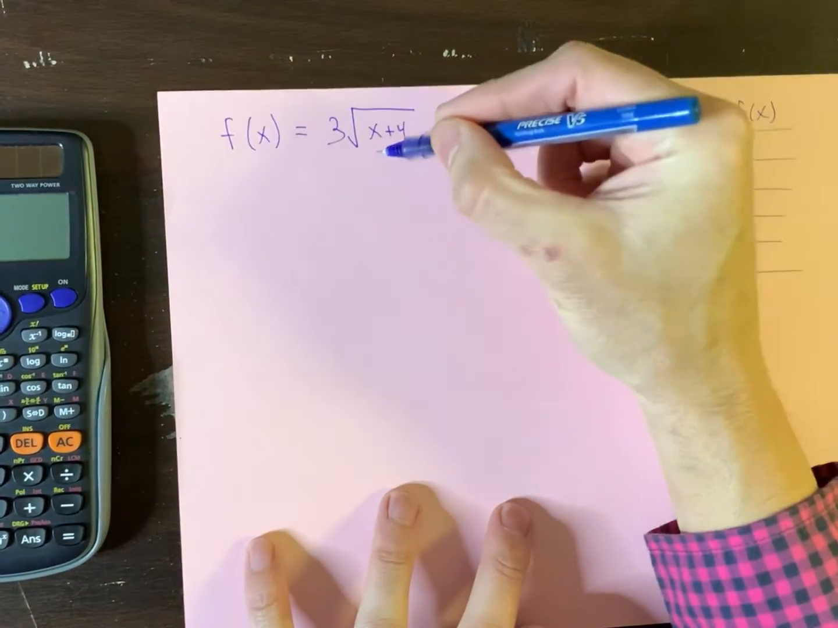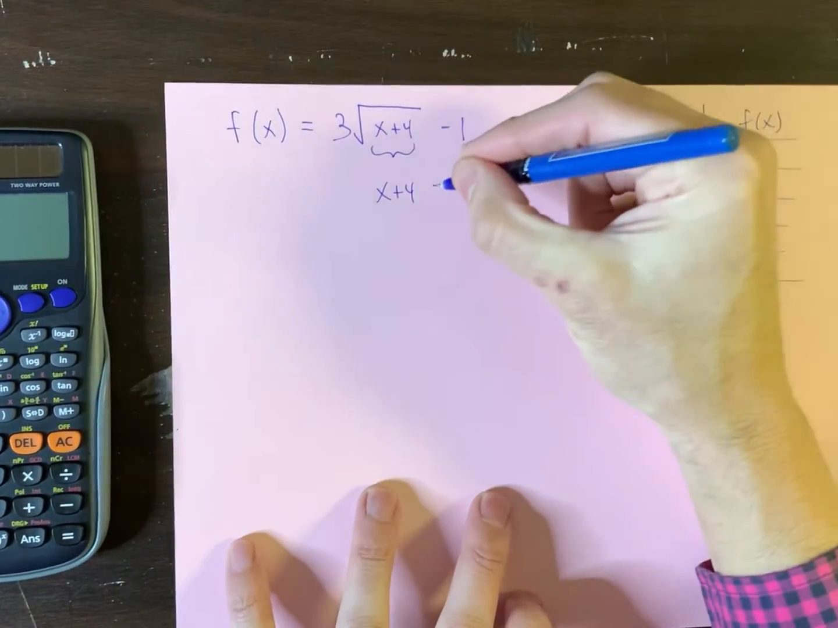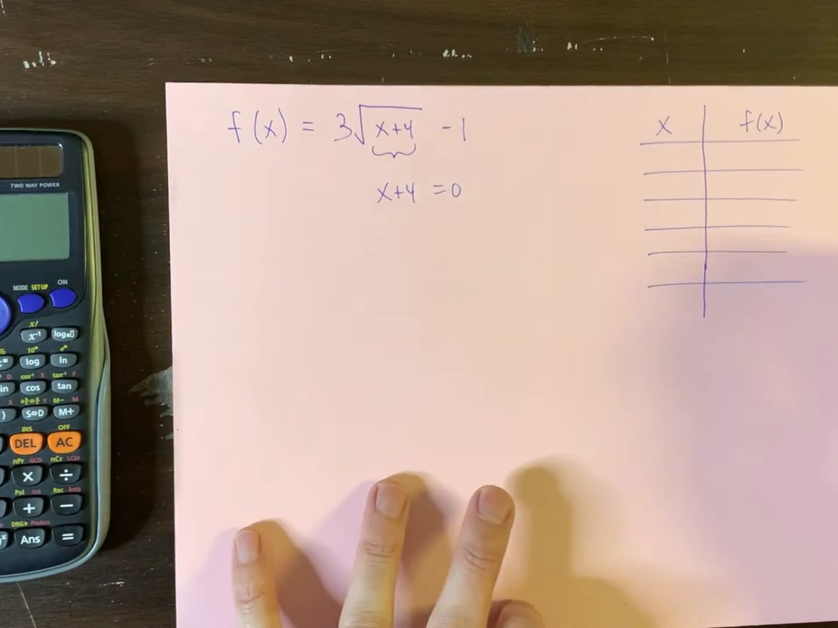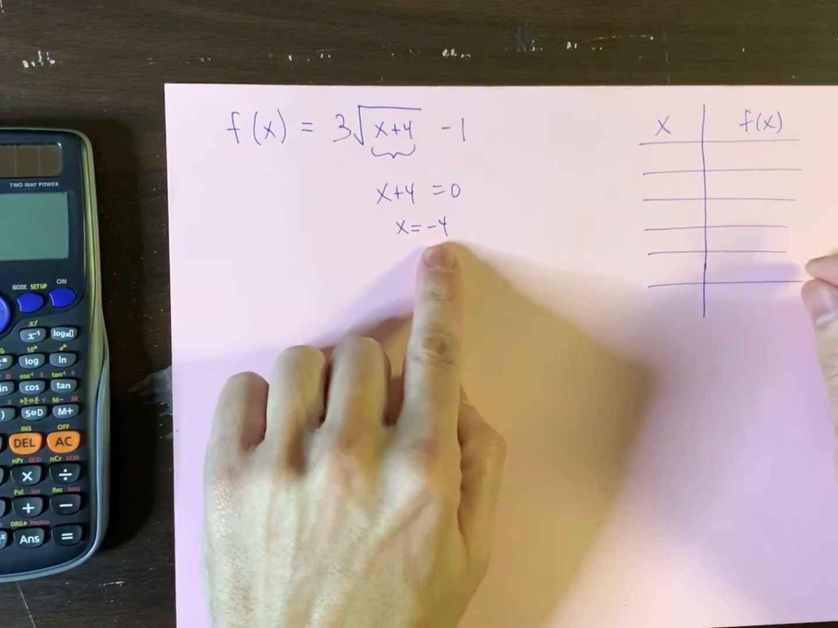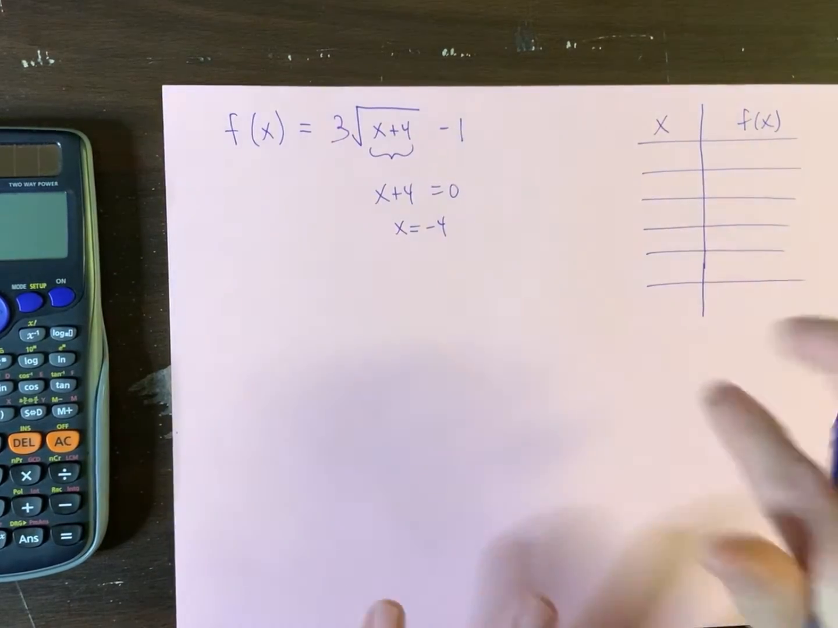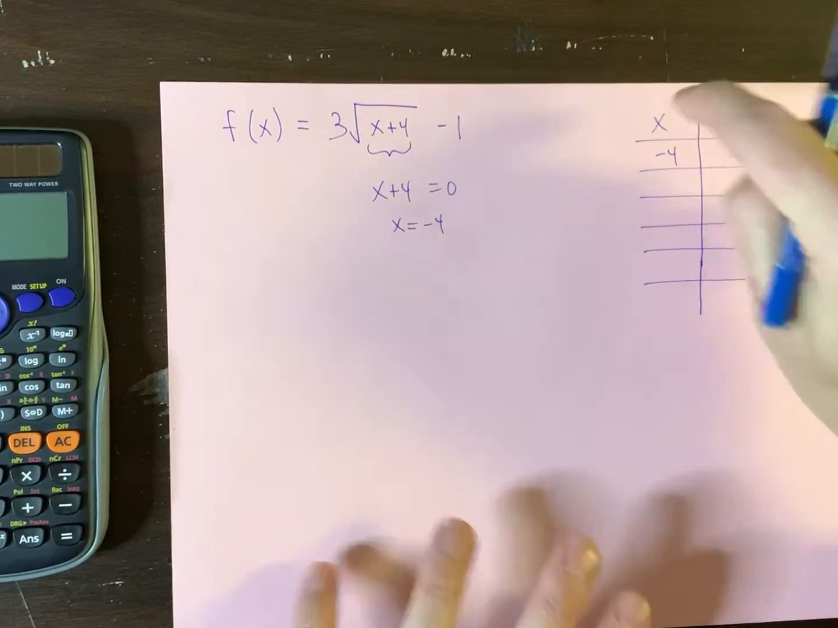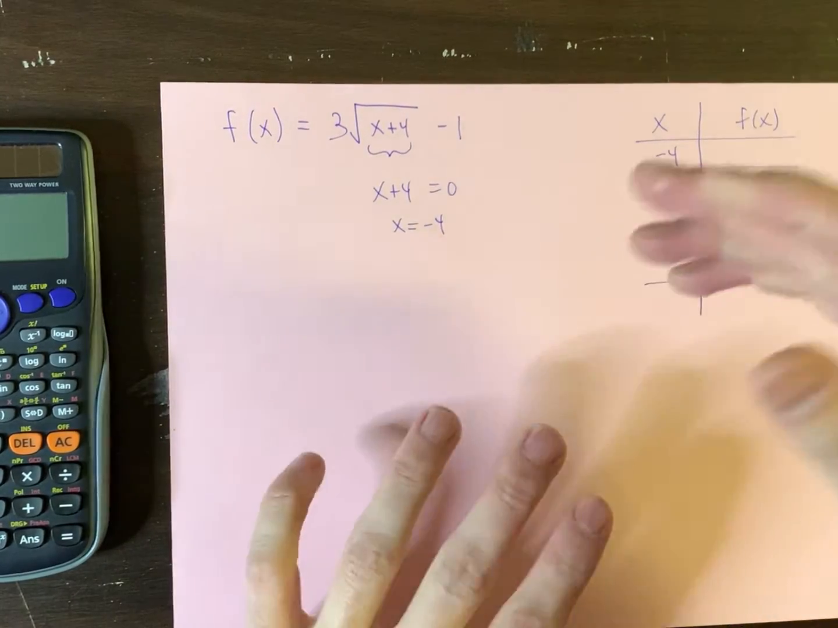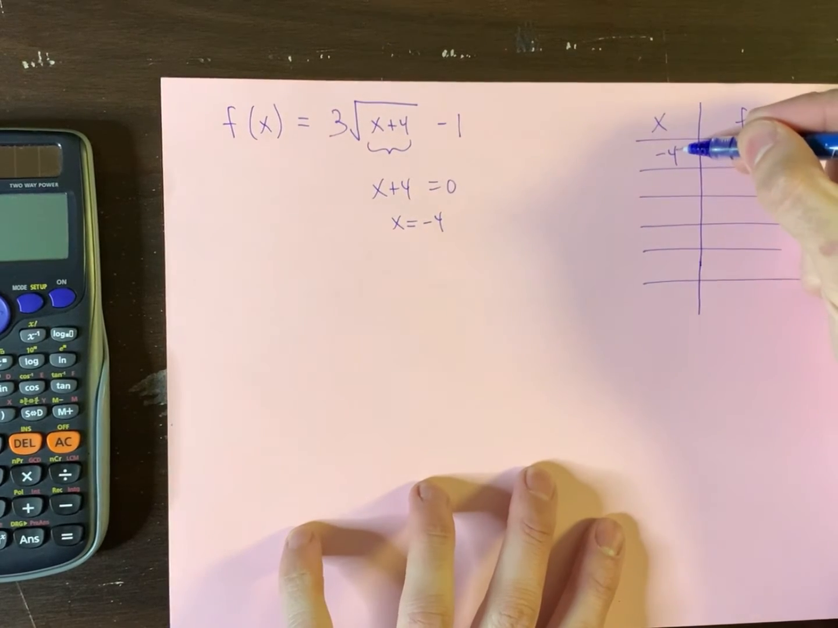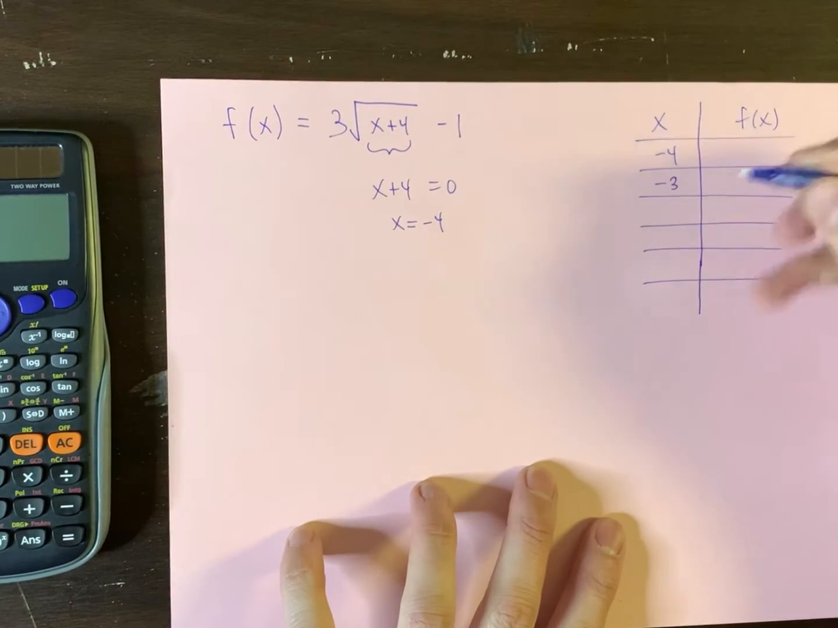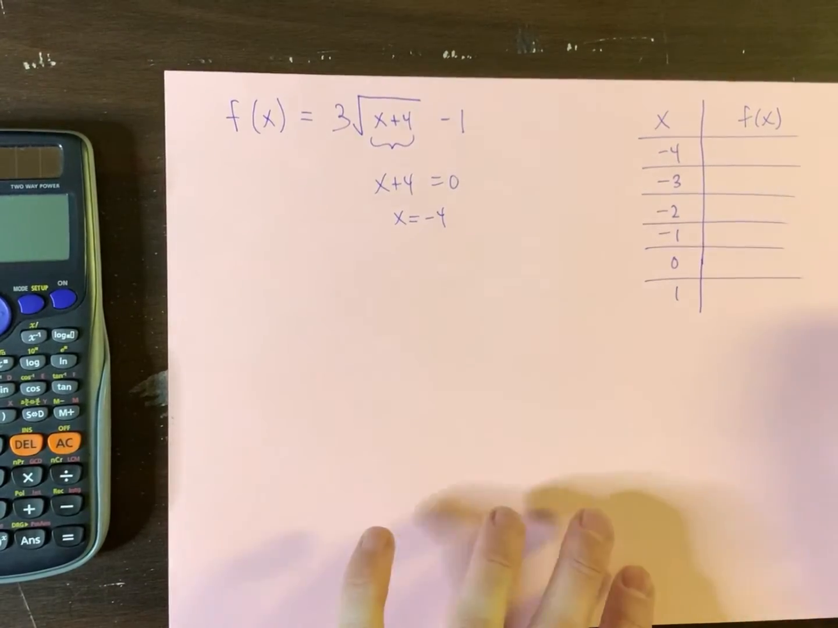So the first thing that I would do is copy and paste the stuff inside the square root, set it equal to 0 and solve. So I got x equals -4. It's kind of like the opposite of that number. And what I'm going to do with this number is put it at the top of my table. And then I'm going to count bigger and bigger and bigger. For example, what's bigger than -4? -3, -2, -1, 0, and 1.